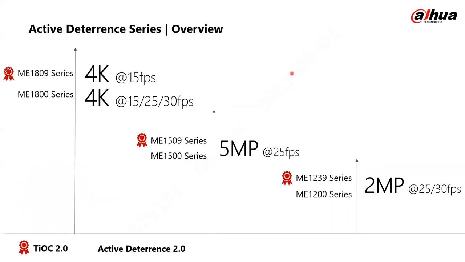We have different levels of resolution for these products: 4K resolution, 5 megapixels and 2 megapixels. Each of those resolutions comes with different frames per second for better image quality and detailed information generated by the product itself. For the 2 megapixels, we have the 1239 series and the 1200 series.